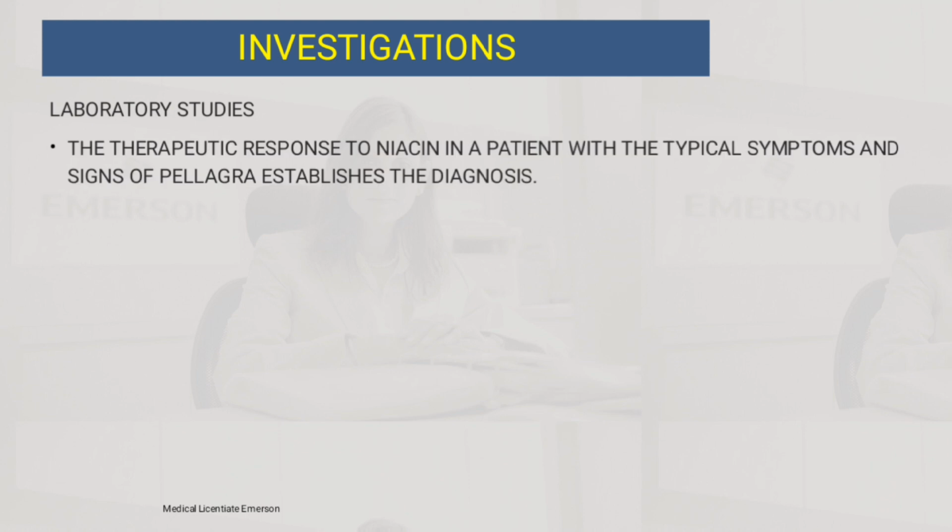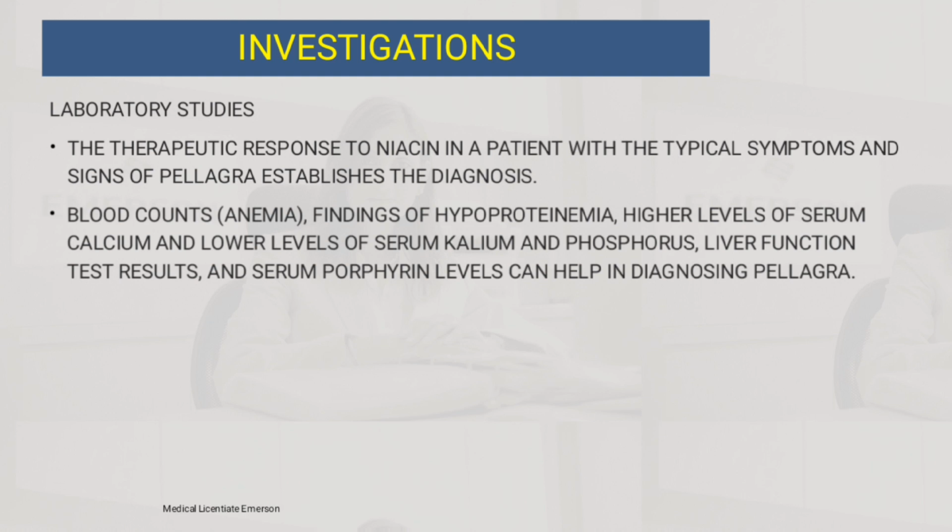The therapeutic response to niacin in a patient with the typical symptoms and signs of pellagra establishes the diagnosis. Then blood counts. If you do a full blood count, the patient might have anemia. There may also be findings of hypoproteinemia. There can also be findings of high levels of serum calcium if you do your electrolytes, and lower levels of serum potassium and phosphorus.